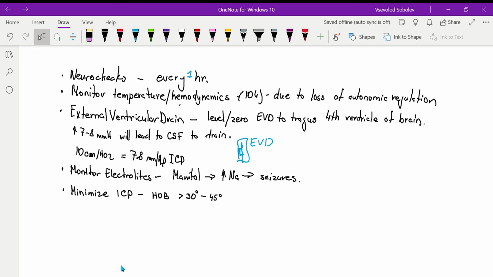So monitor intracranial pressure, head of the bed more than 30 to 45 degrees.